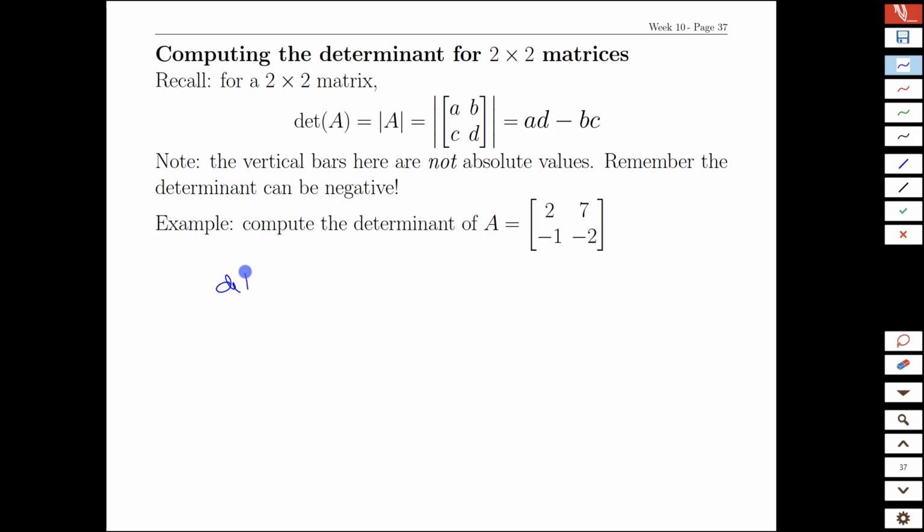The determinant of A here is taking the diagonals, 2 times 2, minus the other diagonal, negative 1 times 7. And that gives us 4 plus 7, which is 11. And that's done. So that's easy. We love 2x2 matrices. Let's take it one step further, up to 3x3.